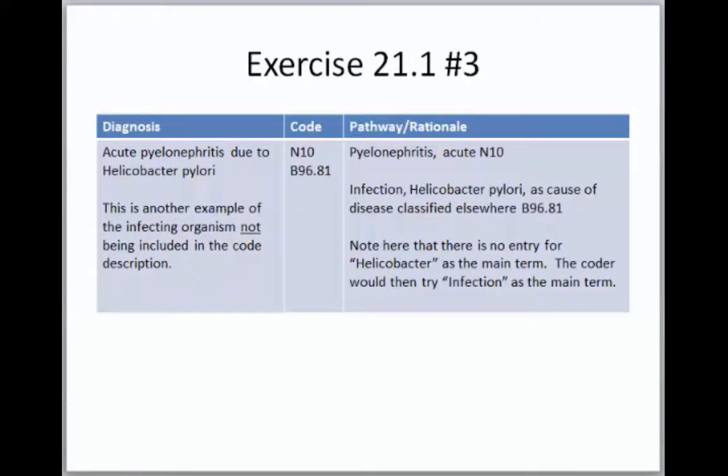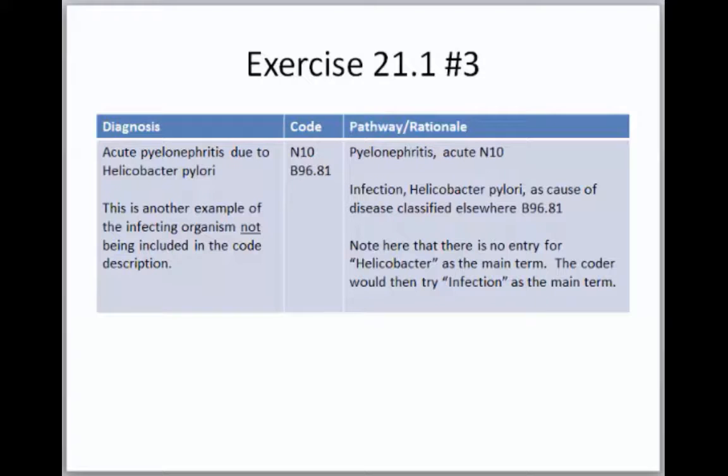And this one, number 3, is a little bit more challenging in that you cannot find the main term Helicobacter. You would have to start with infection. So you'll just learn as a coder the different ways you're going to find codes. Sometimes it's not as explicit as it is other times.